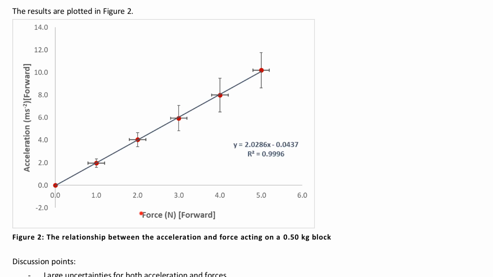I have the error bars for force because the error in them is 0.2. So remember that for 1 is anywhere from 0.8 to 1.2. For 2 is between 1.8 to 2.2. And for 5 it is 4.8 to 5.2. So these error bars show that set of information. And for my acceleration, I also have those errors plotted.